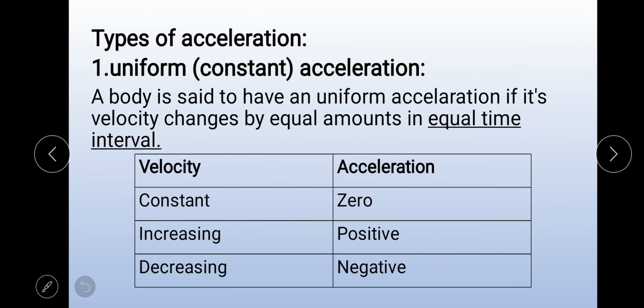Next, types of acceleration. First one, uniform or constant acceleration. A body is said to have an uniform acceleration if its velocity changes by equal amounts in equal time interval.